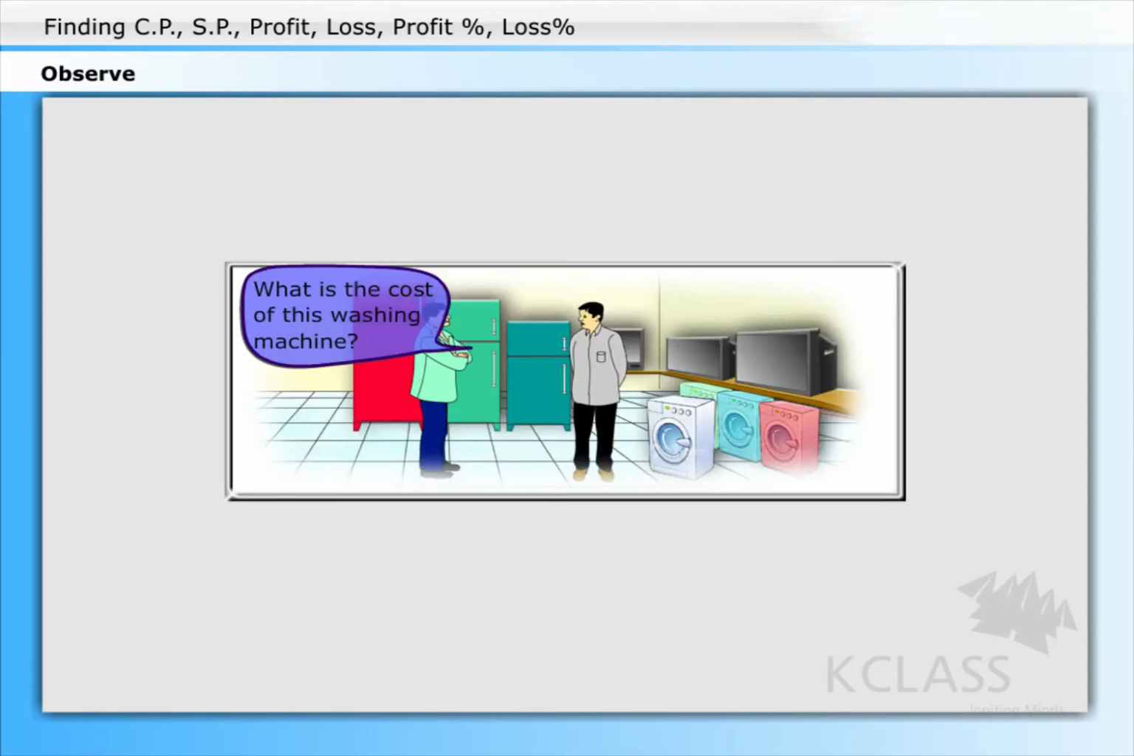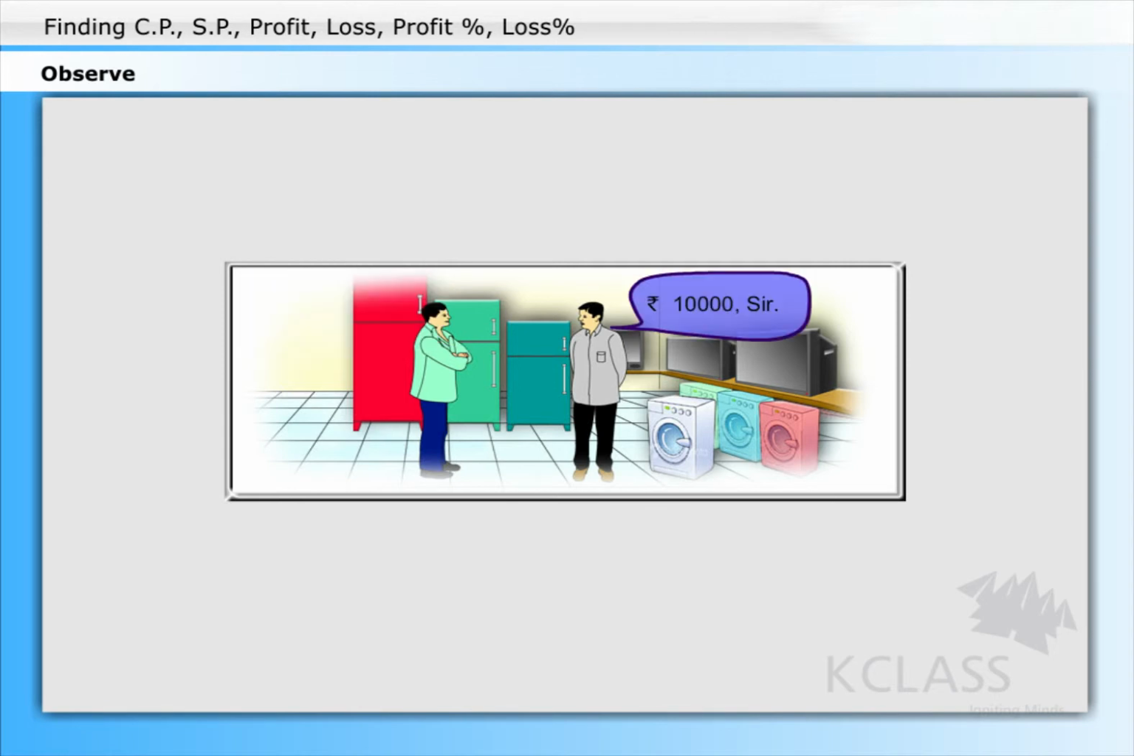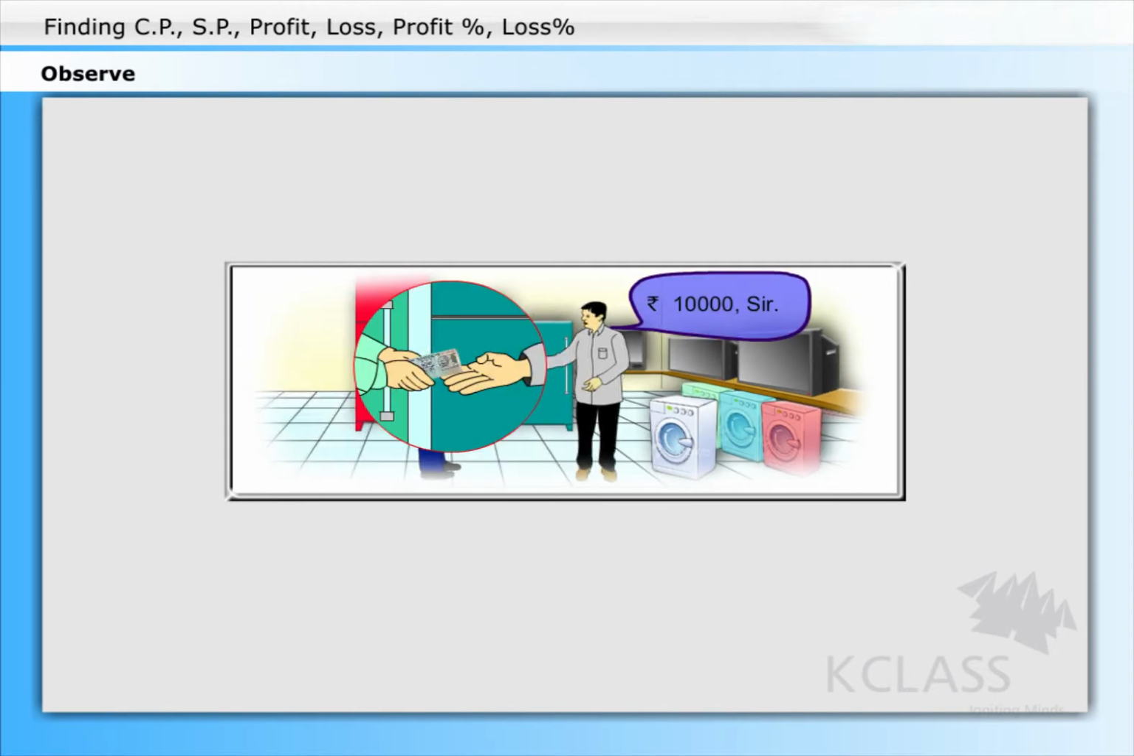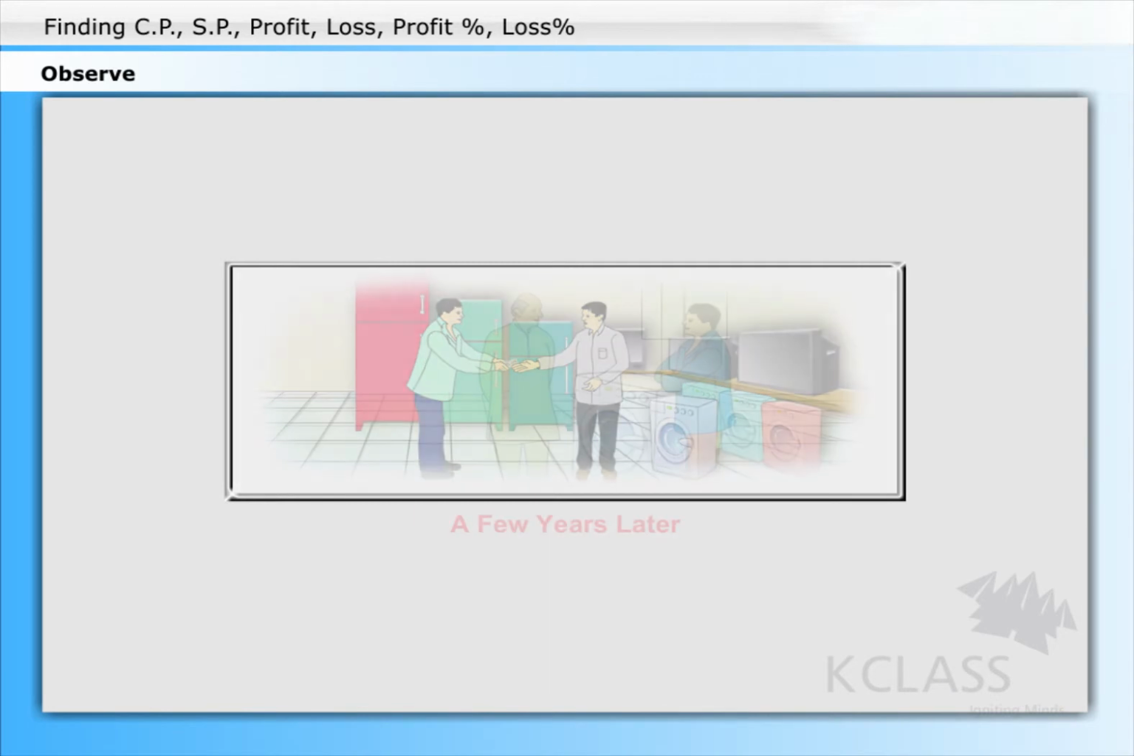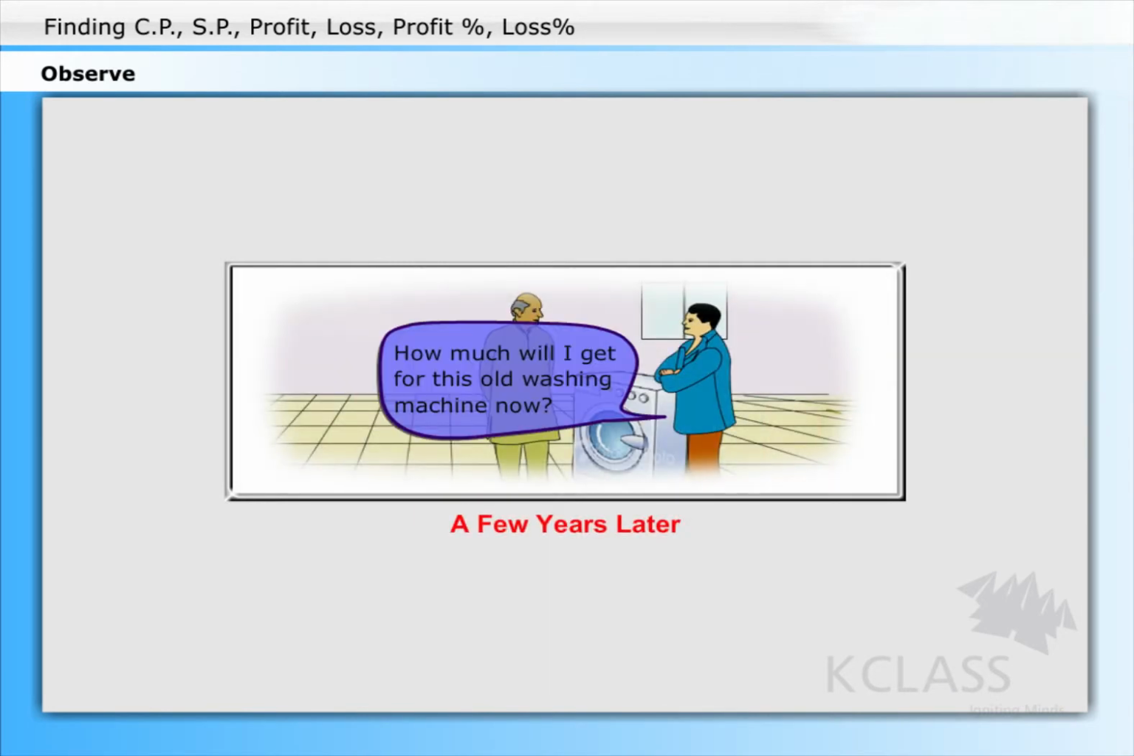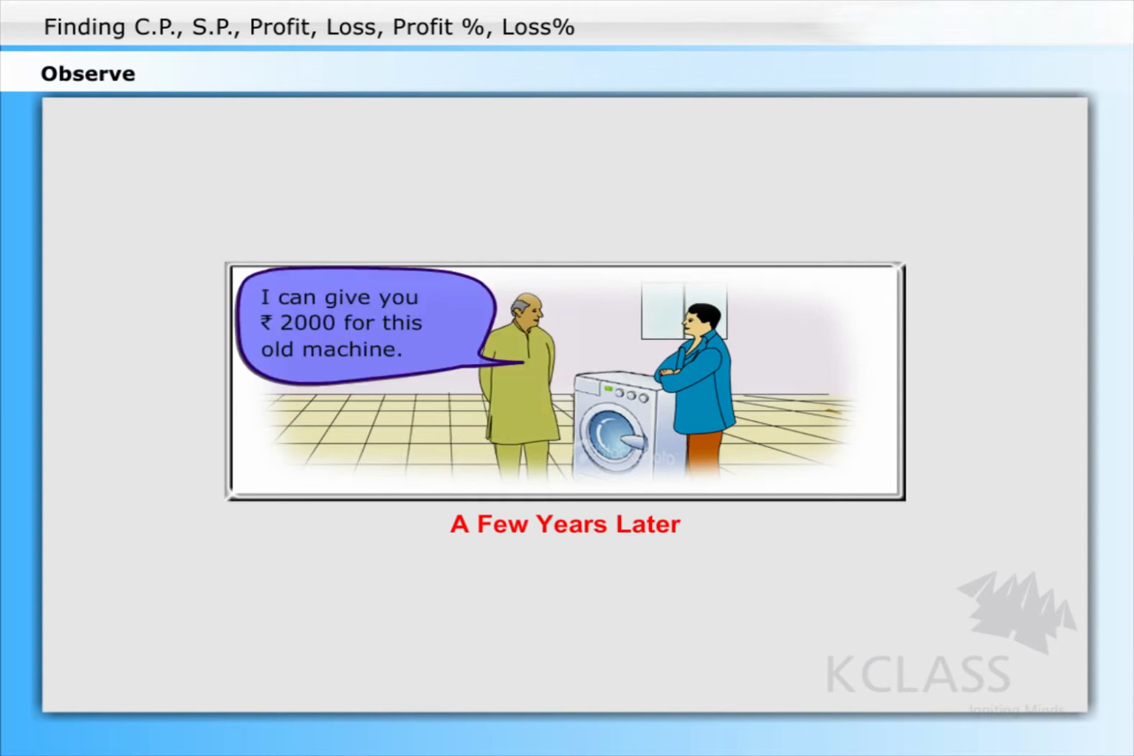What is the cost of this washing machine? 10,000 rupees, sir. How much will I get for this old washing machine now? I can give you 2000 rupees, sir.